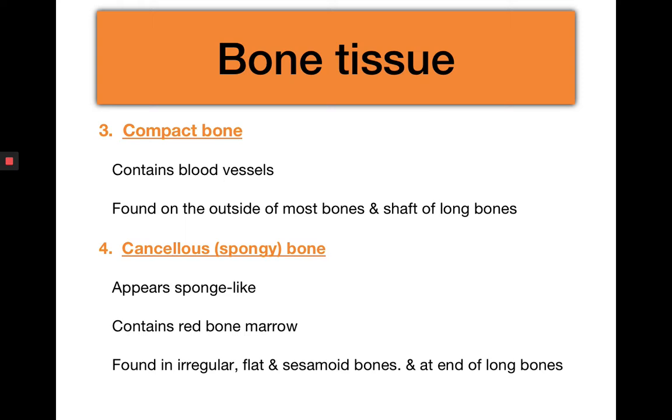But the important thing to take away from this, folks, is where would we find compact bone tissue? In the shaft of long bones. Cancellous tissue contains bone marrow and its spongy appearance, and we find it in the end of long bones.